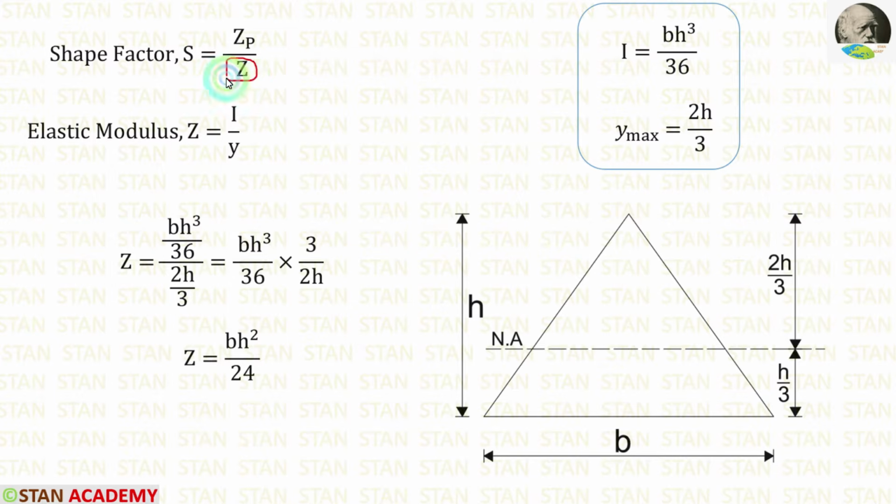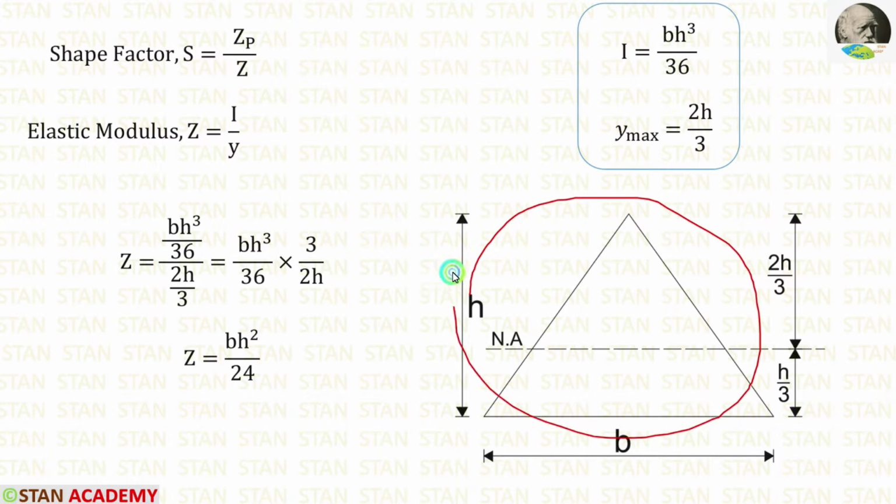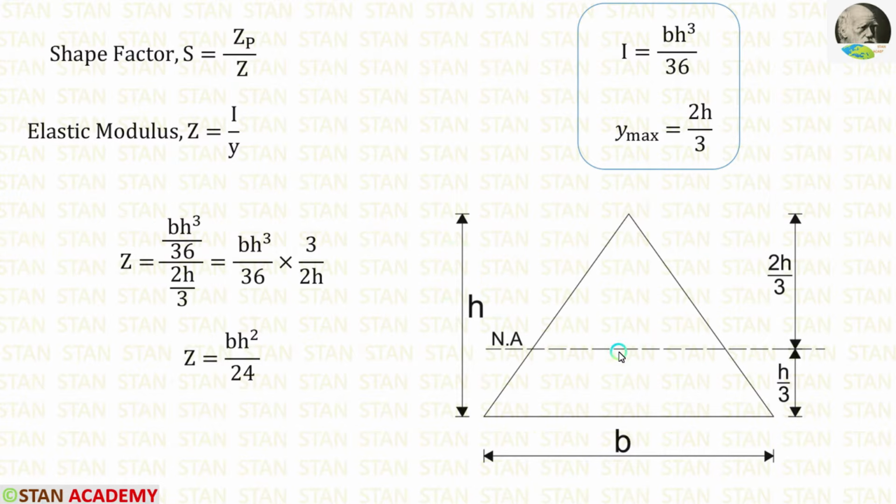First, let us calculate the elastic modulus. The formula is I by Y. We know that for a triangle, the moment of inertia formula is bh cubed by 36. This triangle is not symmetrical. In this triangle, the centroid lies at a distance of 2h by 3 from the apex and at a distance of h by 3 from the base. The neutral axis lies along the centroid. From the neutral axis, we are having two different values. One is 2h by 3 and another is h by 3.